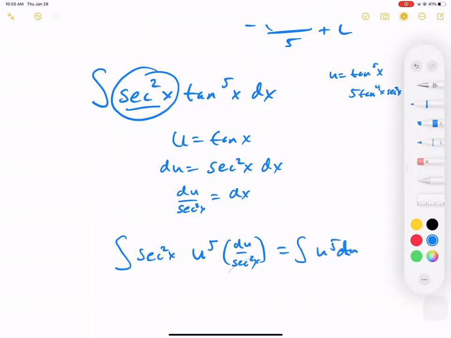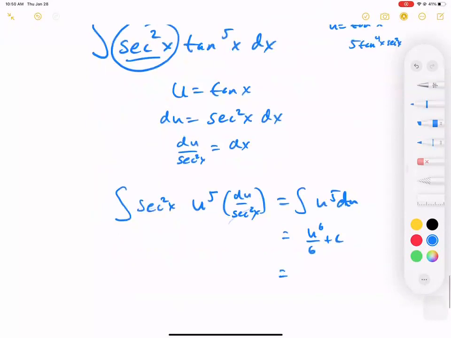Sorry, that's du. And we know what we can do, that power rule: u to the 6 over 6 plus c. And that gives us tangent to the 6th power over 6 plus c.